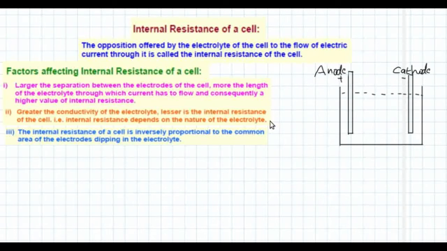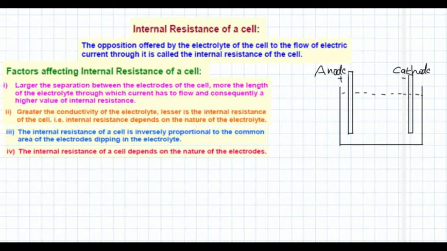So if there is more area available for the ions to be deposited, that will enhance the conduction, or we can say it will decrease the resistance. So the more the area of the electrodes dipped in the electrolyte, the less will be the internal resistance, or you can say internal resistance is inversely proportional to the area of the electrodes available for deposition.